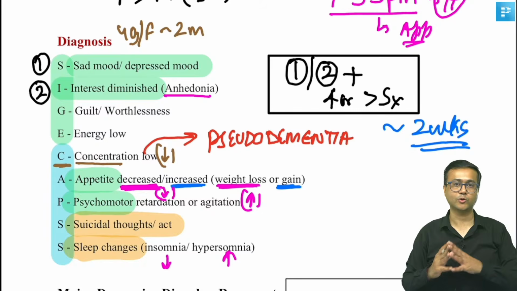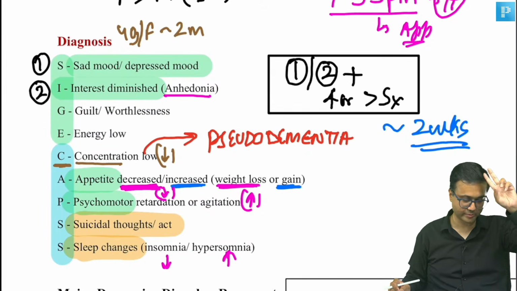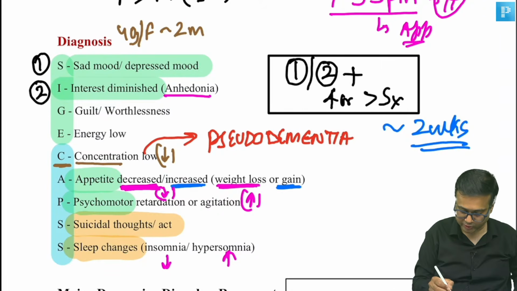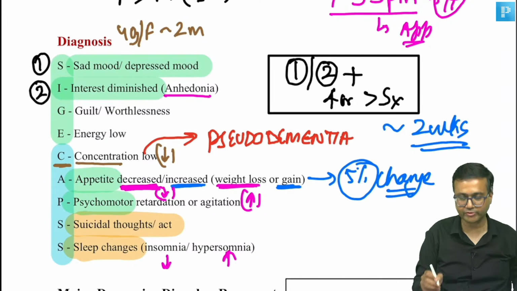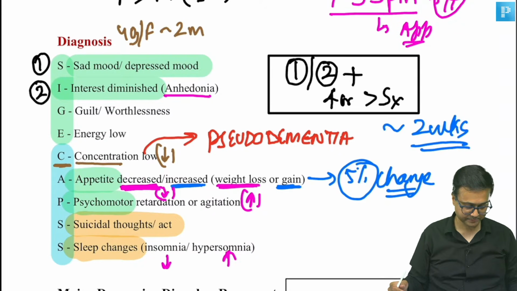So then we can make a diagnosis of depression. Is it clear? We have discussed this, beta: not 1 month, the minimum duration is 2 weeks. When we say weight change, very good beta, weight change means 5% change, increase or decrease, in a month. Is it clear to everyone, beta?